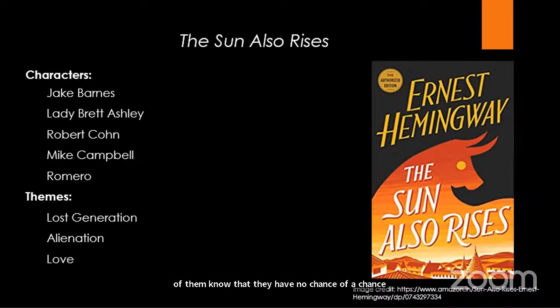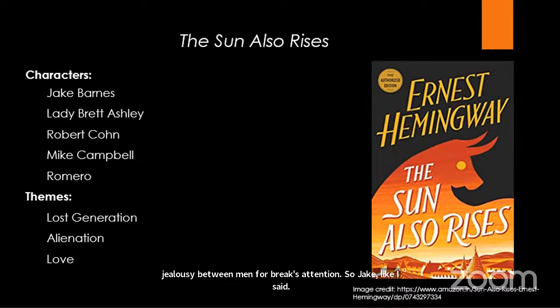Now, the story is filled with bullfighting, fishing, drinking alcohol. There's jealousy between men for Brett's attention. So Jake, like I said, loves her. Robert loves her. And then Romero has a relationship with her. So all of them want Brett. Now, that's the story.